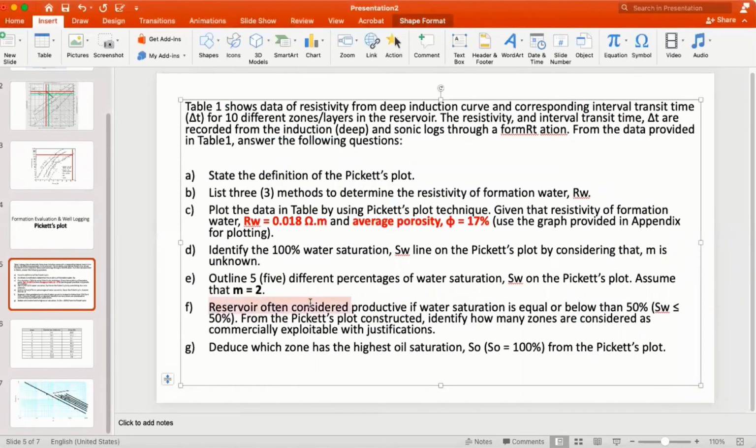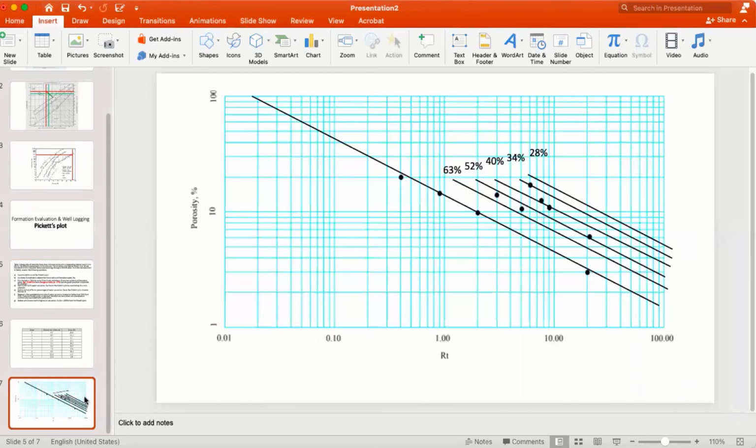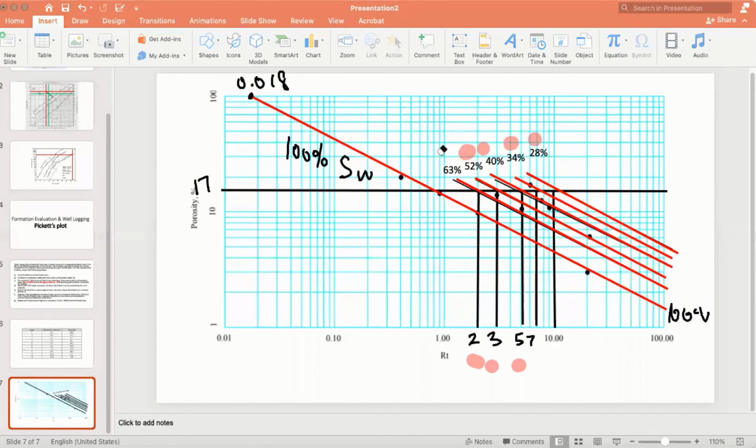And F, a reservoir is often considered productive if water saturation is equal to or below 50%. So from the plot we have, identify how many zones are considered commercially exploitable, which is less than or equal to 50%. So let's see here. So this is 50%, so 40%, okay. 34, 28%. These 3 are okay. Maybe here also okay because it's not yet over 50. There's 1, 2, 3, and 4. These 4 zones.